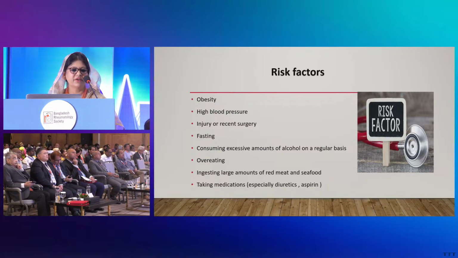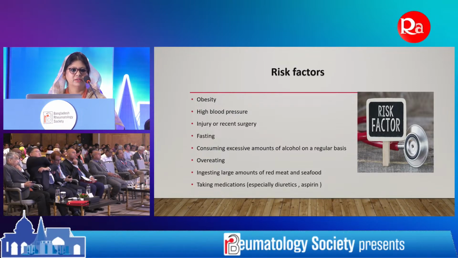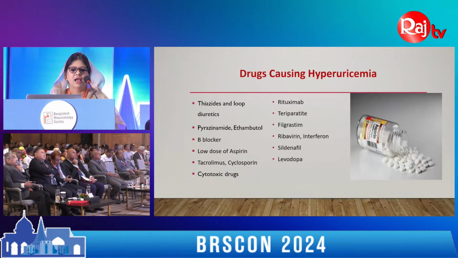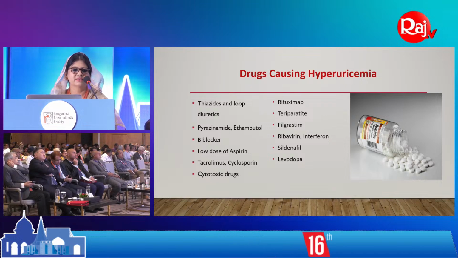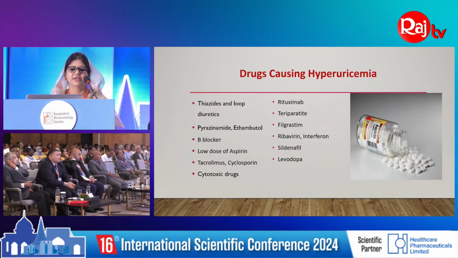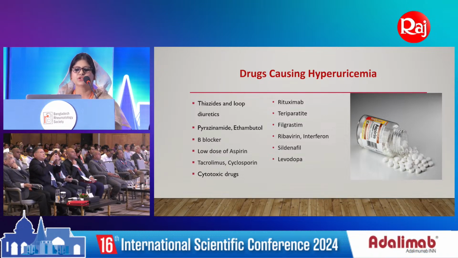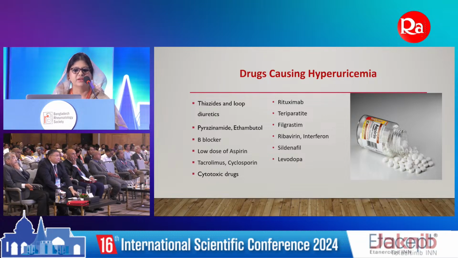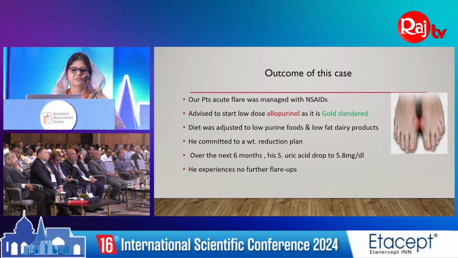So these are the risk factors of increasing or recurrent attacks of gout. And drugs like thiazide and loop diuretics, anti-tubercular drugs, beta blockers, low dose aspirin, and in our rheumatological practice, tacrolimus, cyclosporin, rituximab, all these drugs can increase serum uric acid level.